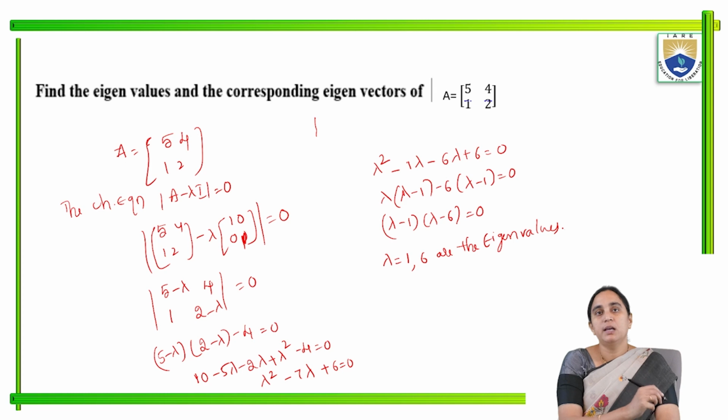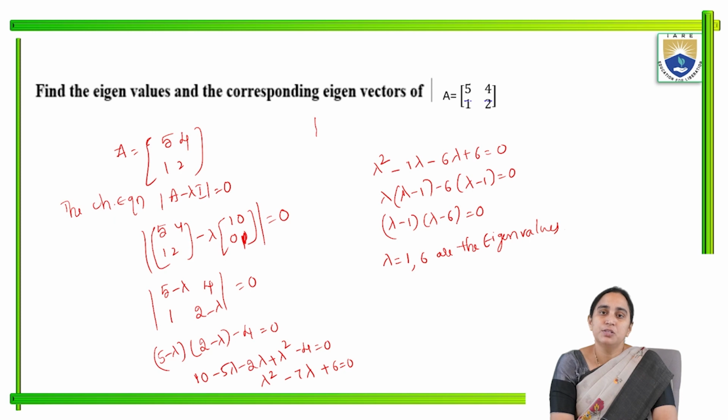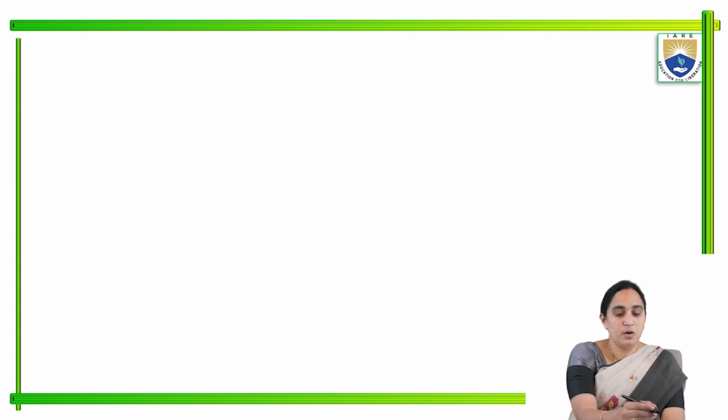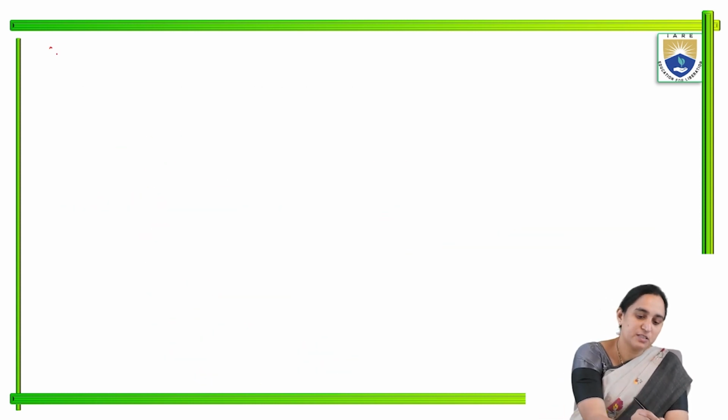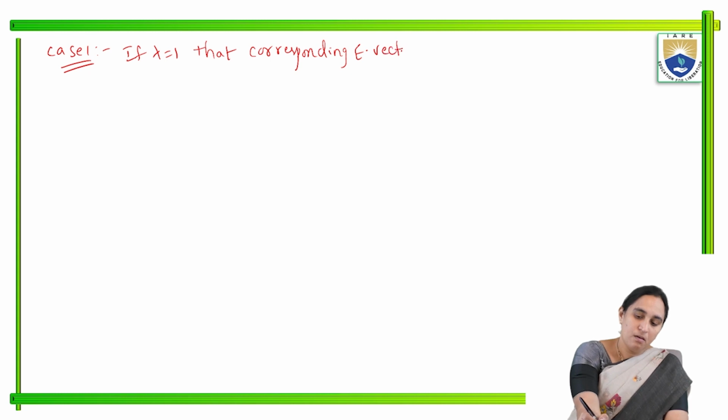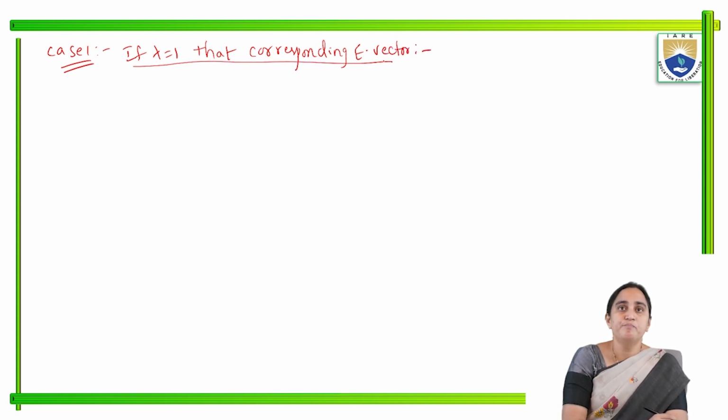For the given 2 by 2 matrix we get the eigenvalues 1 and 6. Are these two similar or distinct? These two are distinct. For each value, we can now find the corresponding eigenvector. Case 1: if lambda is equal to 1, the corresponding eigenvector. What is the formula?